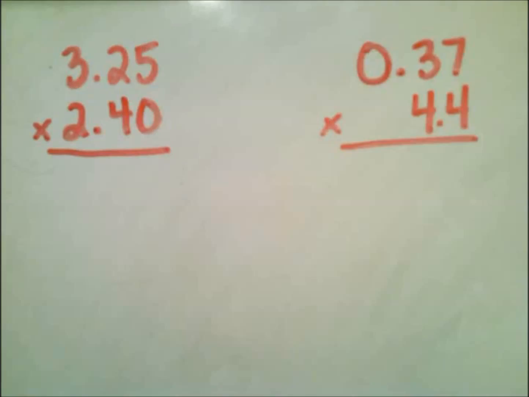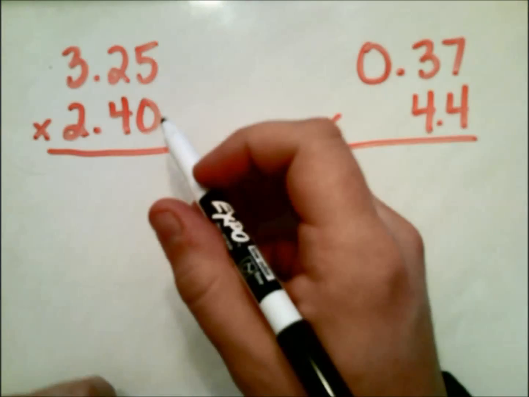The previous video showed decimals by whole numbers. This one we're going to be expanding on the same strategy or same skill we talked about last time. It's standard multiplication, but this time with two decimals. Here are the two examples we're going to be working with. We're going to start with this example over here.